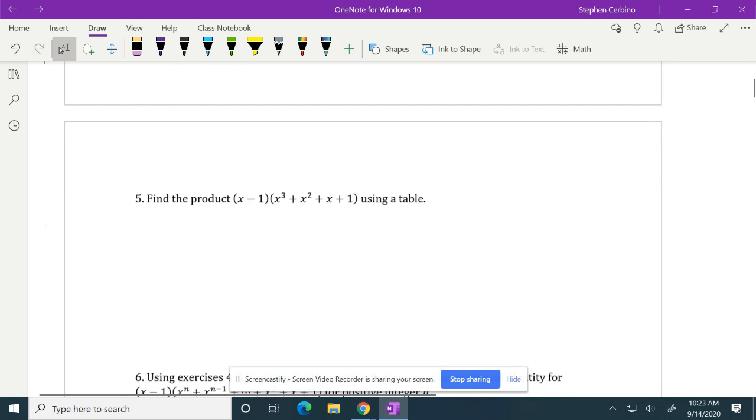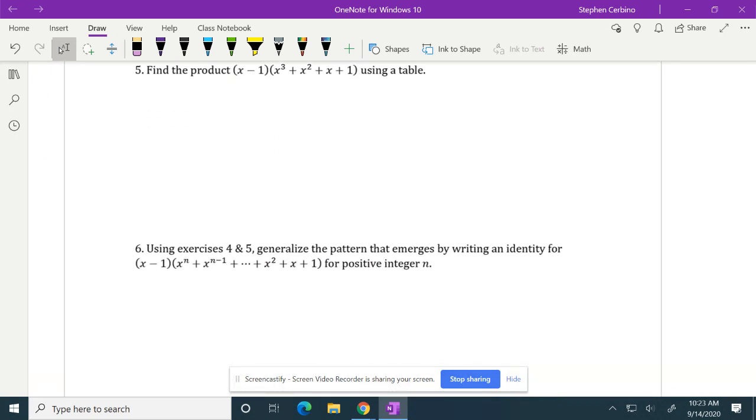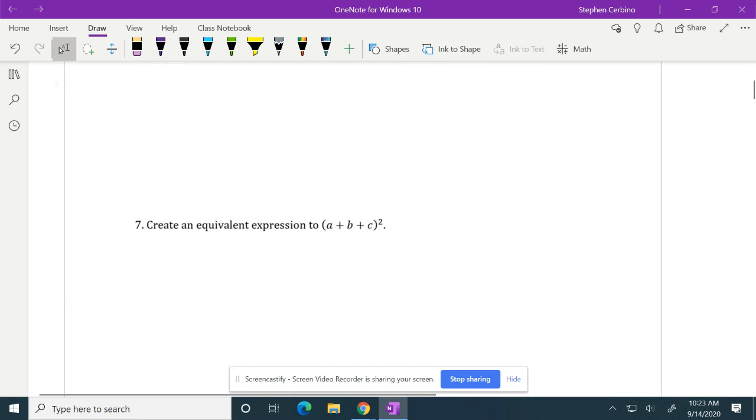Number 5 is more of the same. We're going to skip number 5 and number 6. They're not necessary for us to go through here. We're going to just skip over them. And number 7 is kind of a challenging question. So let's all take a look at number 7.